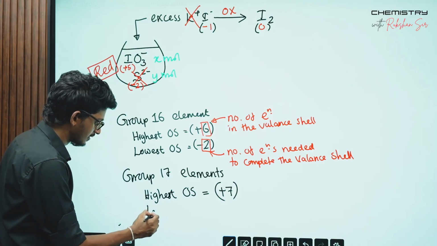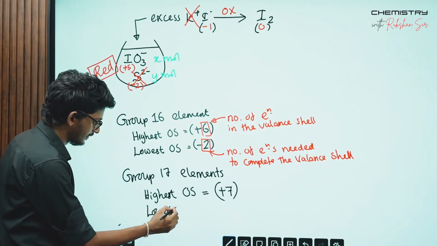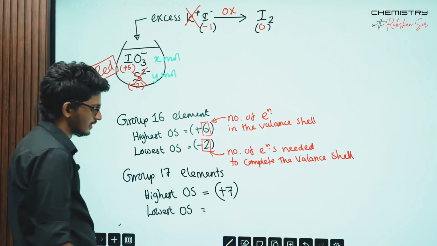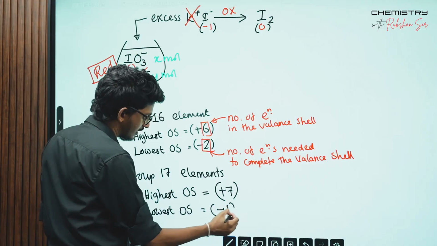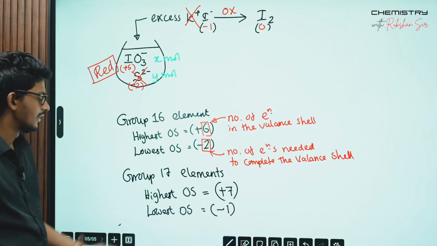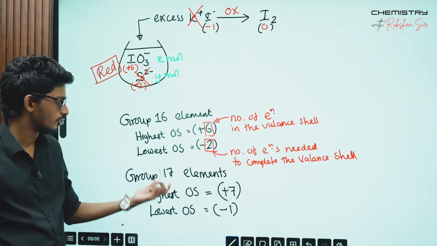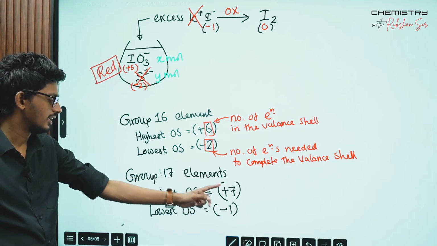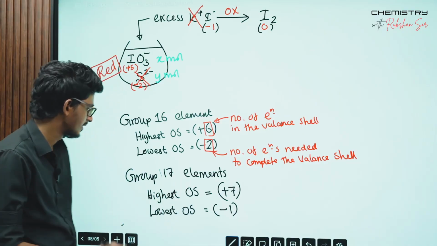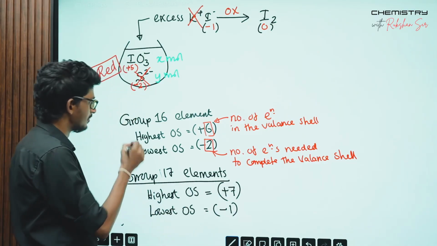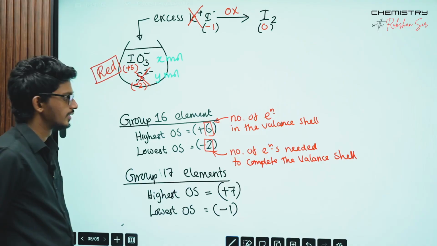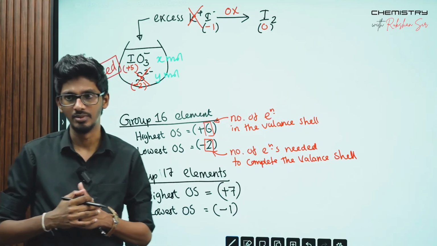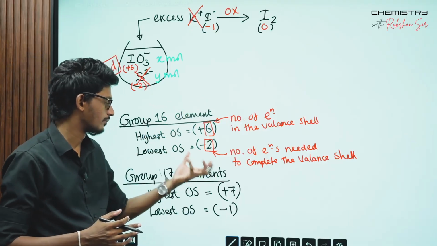So the lowest oxidation state is how many electrons you need to complete your shell, that is -1, as 7 electrons are there at the valence shell of group 17 elements. So 1 electron is sufficient to complete its shell, right? So +7 to -1, that is the oxidation range for group 17 elements. For group 16 elements it is +6 to -2. So that is the method to come up with the highest and the lowest oxidation states for the p block nonmetals, right?